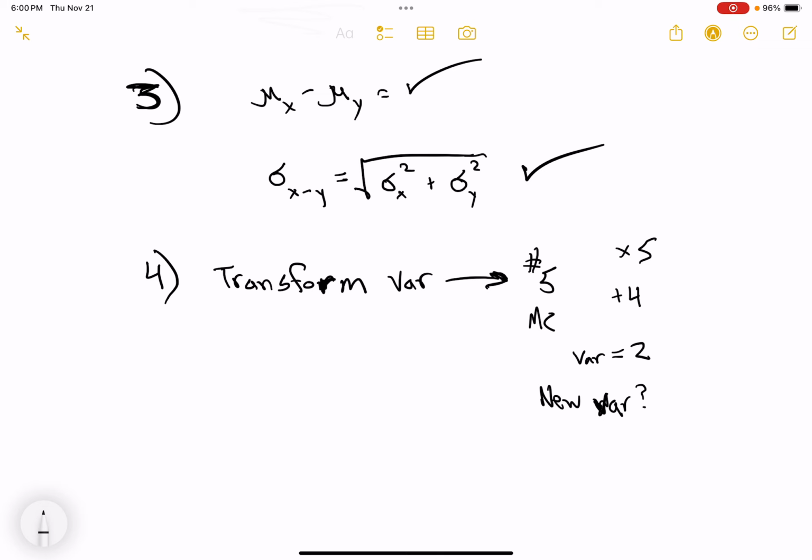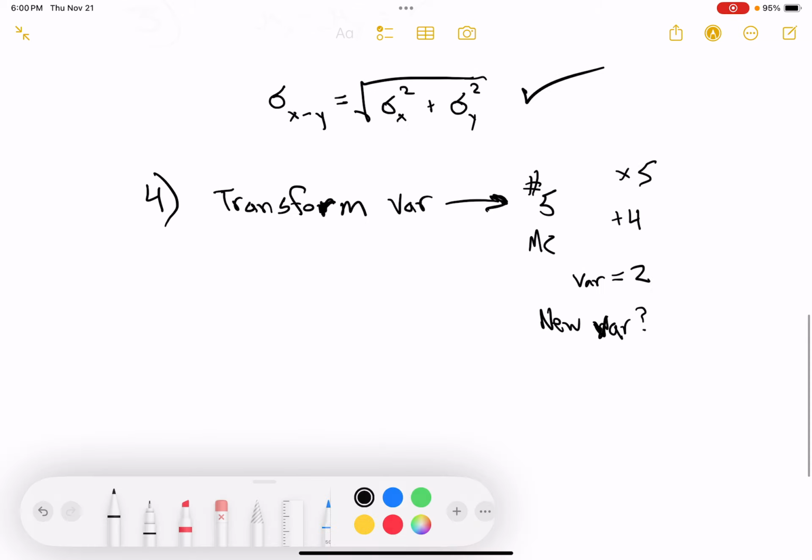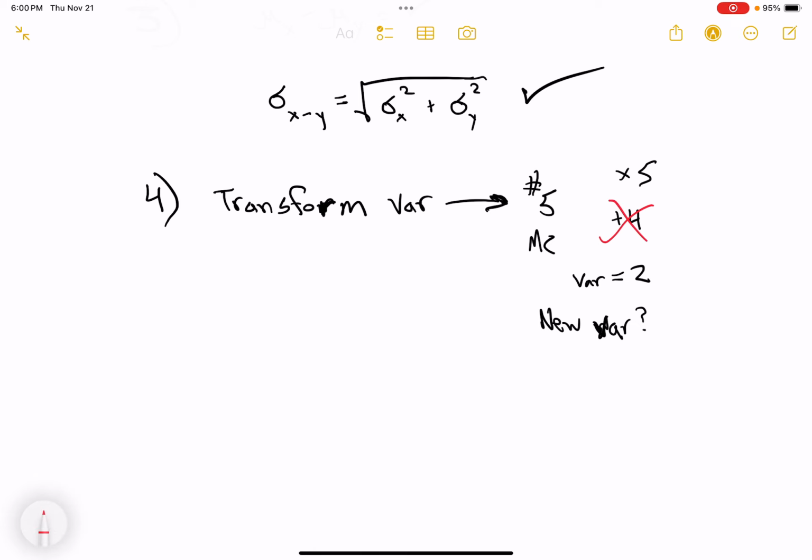So we have to do the following for this problem. First, we have to remember that the 4 does not matter, because we don't add to our standard deviation or our variance. What we do instead is multiply. But we multiply because we're transforming or translating, however you want to put it, our standard deviation, not our variance.